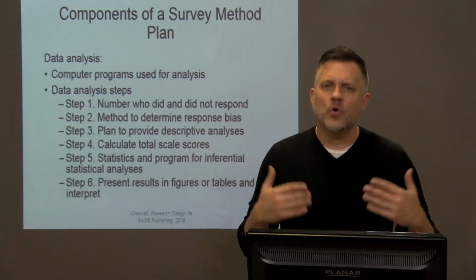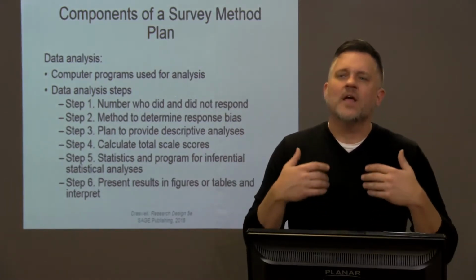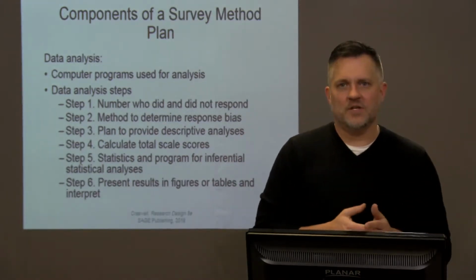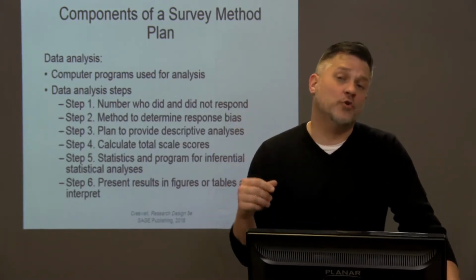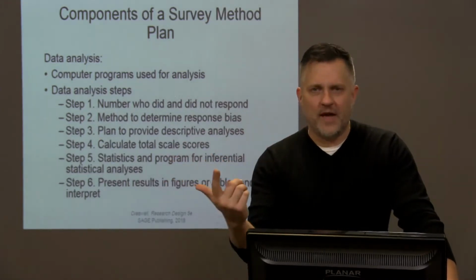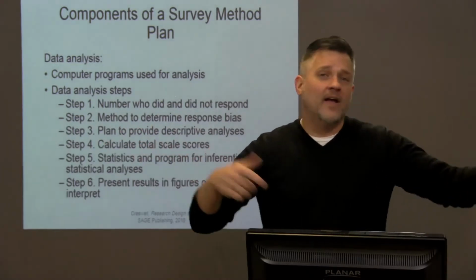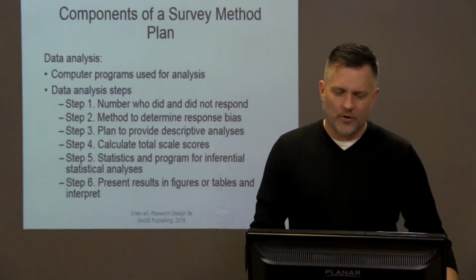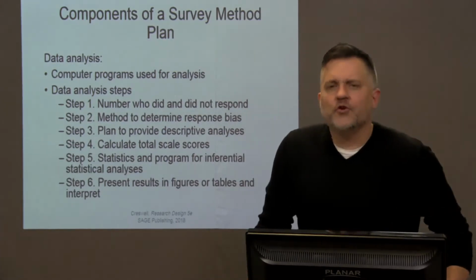So that's why you want to say, here's who I gave the survey to, here's the number who responded, here's why I think some of these did not respond. There may also be some participants who leave a question or two blank, and then you'll have to figure out a way to get around that or statistically manipulate that, so you're not throwing away every survey because somebody missed one question. So the number of people who didn't respond, and the method to determine response bias.